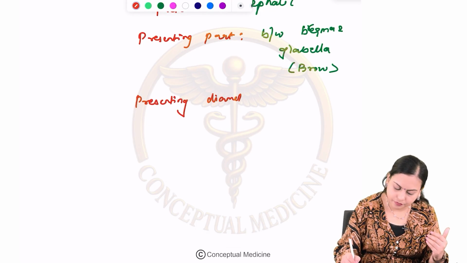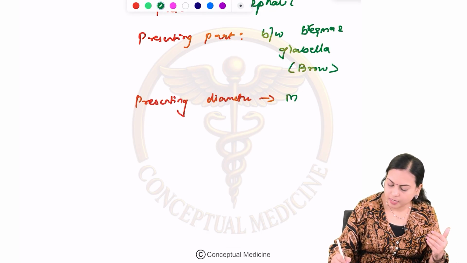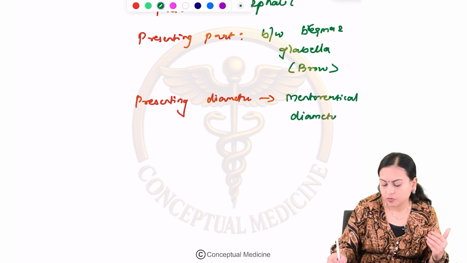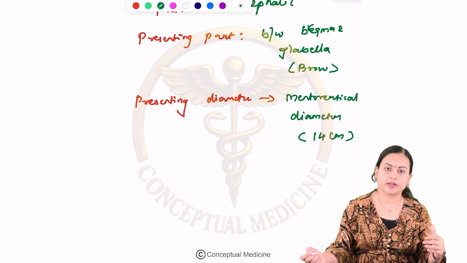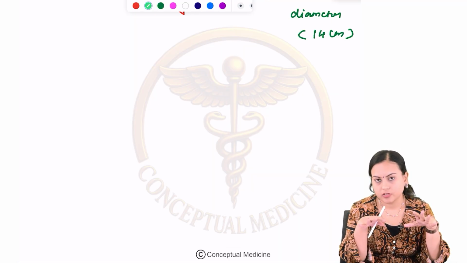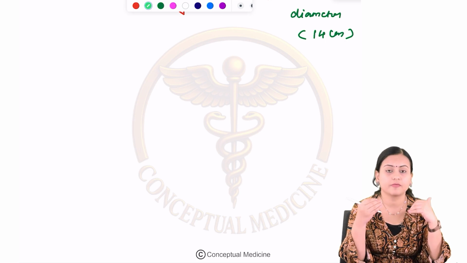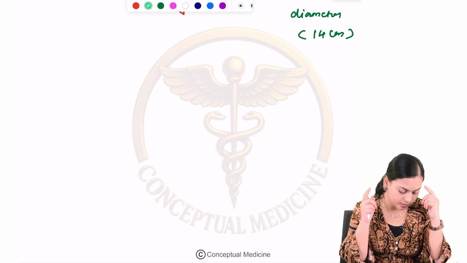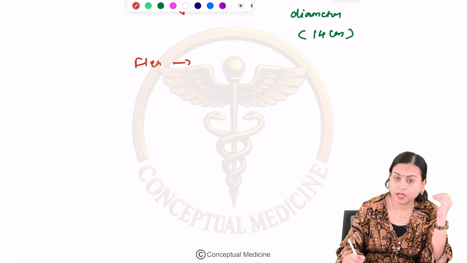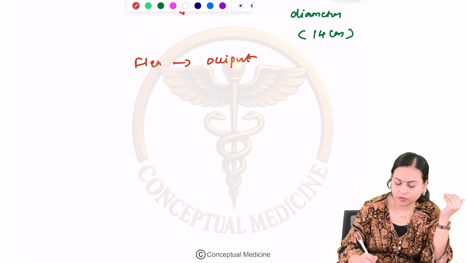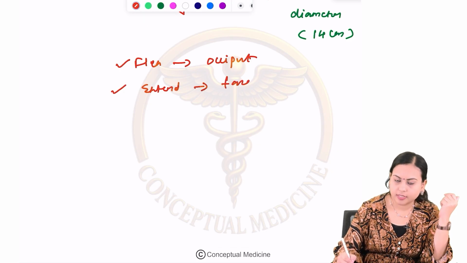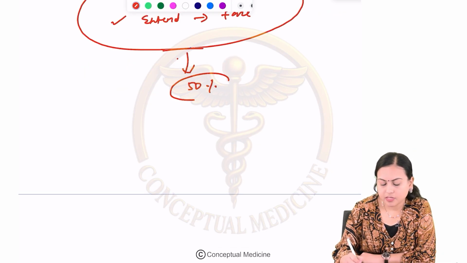Mento-vertical diameter, that is going to be around 14 centimeters roughly. Clear? And generally, brow presentations are transitory positions. They generally flex to become occiput presentation, like a general vertex presentation, or they can extend to become face presentations. And know that this can happen in 50% of the cases.